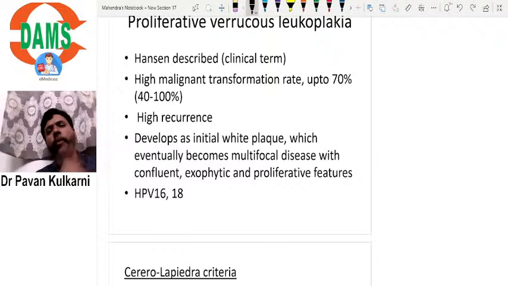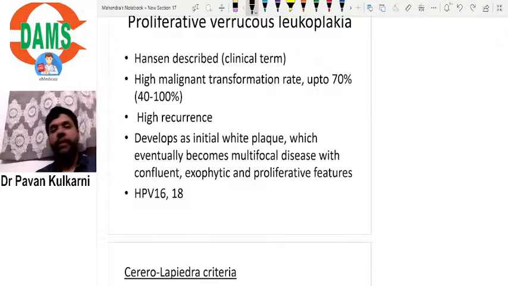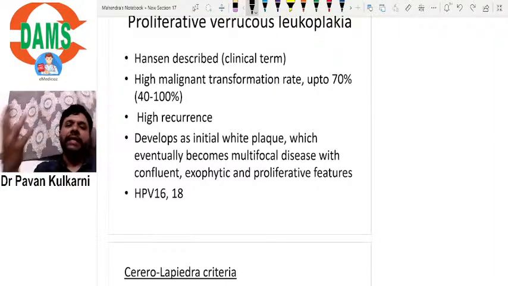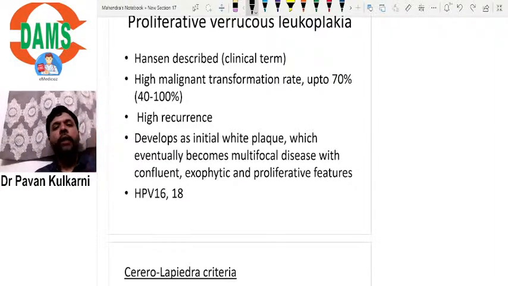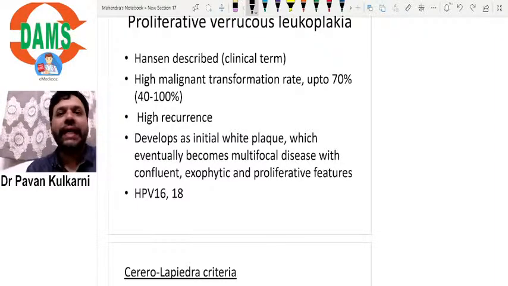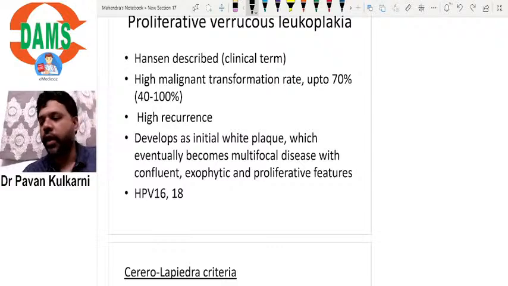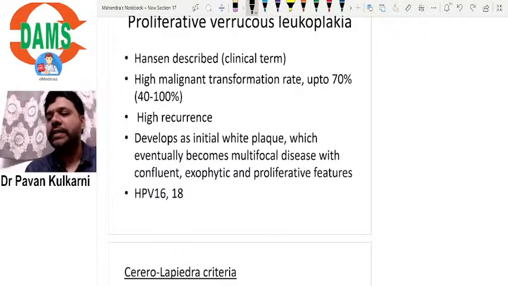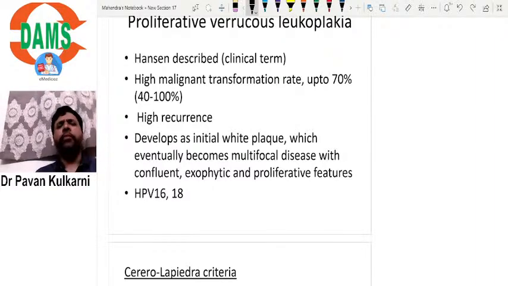So that is about leukoplakia and erythroplakia, PVL, proliferative verrucous leukoplakia, and the overview of what you understand by precancerous lesion, precancerous condition, and oral potentially malignant disorders. WHO has removed the terms precancerous lesion and precancerous condition and clubbed them under a common term, oral potentially malignant disorders, OPMD. That is the terminology we have to understand. Leukoplakia and PVL are among the important OPMDs.